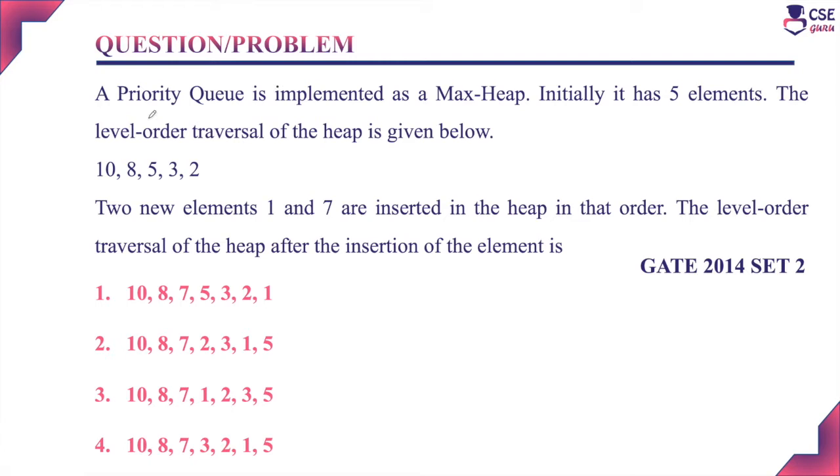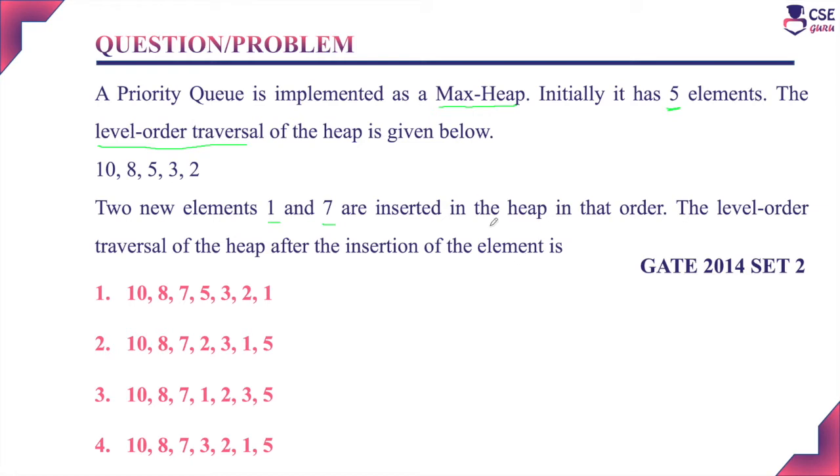The problem is: a priority queue is implemented as a max heap. Initially, it has 5 elements. The level order traversal of the heap is given below, that is 10, 8, 5, 3 and 2. Two new elements 1 and 7 are inserted in the heap in that order. The level order traversal of the heap after the insertion of the elements is?